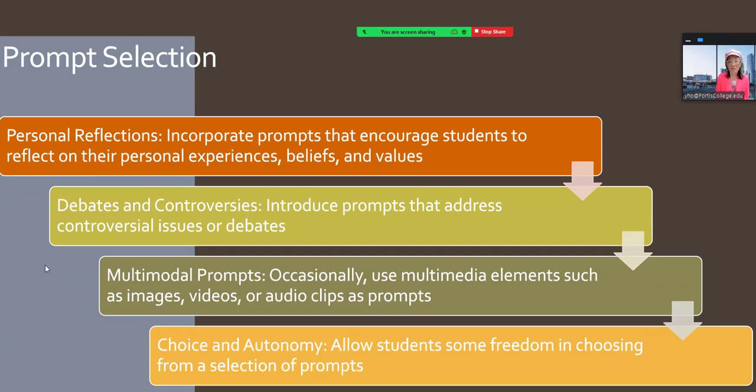Also, when you write in ChatGPT, you can incorporate prompts that encourage students to reflect on their personal experiences, beliefs, and values. Debates and controversies: introduce prompts that address controversial issues or debates. Multimodal prompts: occasionally use multimedia elements such as images, videos, or audio clips as prompts. Allow students some freedom in choosing from a selection of prompts.